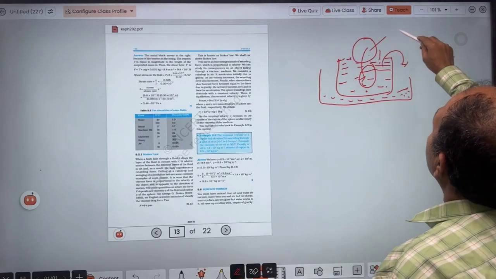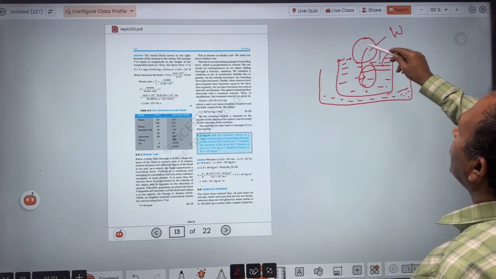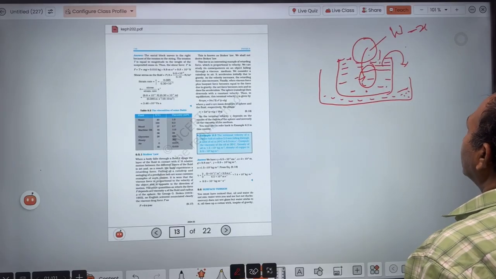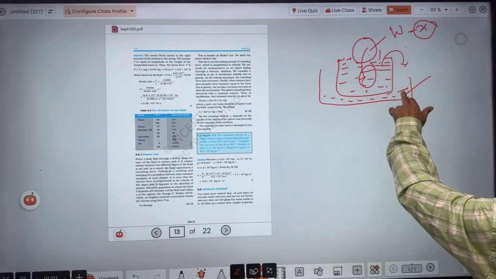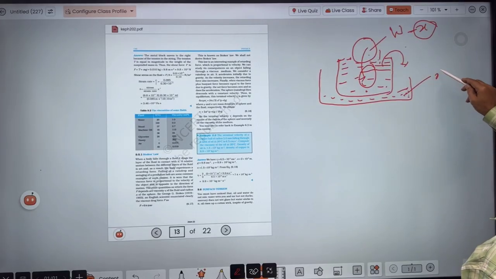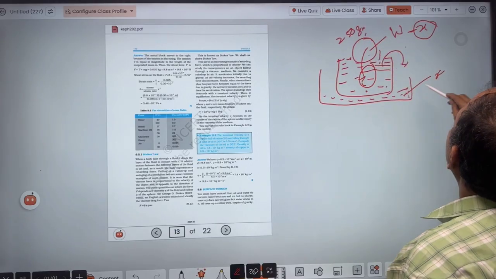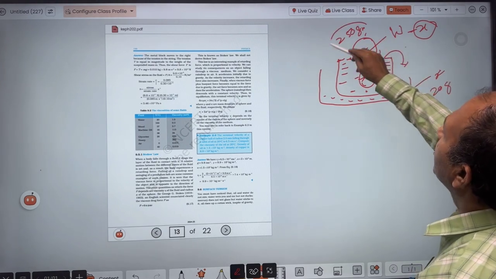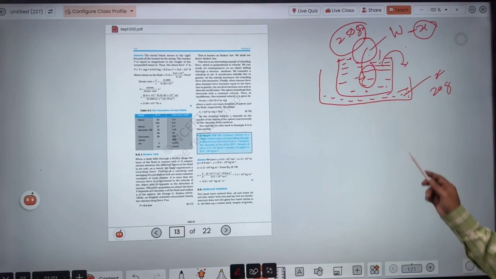Now, suppose initially the weight of the ball is W1. Since it is being lowered in a liquid, it will lose its weight. So suppose the weight lost is, say, X, right? So this X will be equal to the weight of the liquid displaced. Whatever liquid is displaced by it, if you find the weight of this liquid, that will also be X. Suppose this ball was 250 gram and the weight of the liquid displaced is, say, 20 gram. It means inside the liquid, the weight of this ball will be 230 gram, right? So this is Archimedes principle.